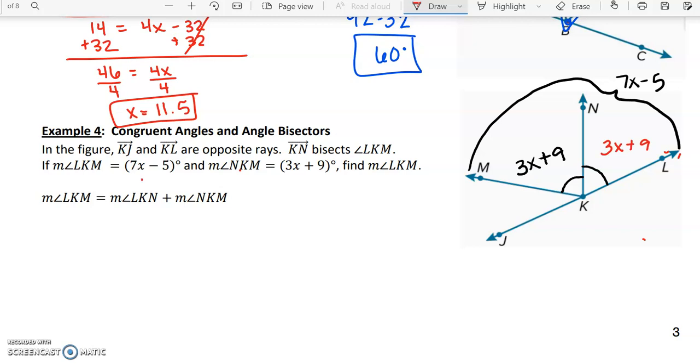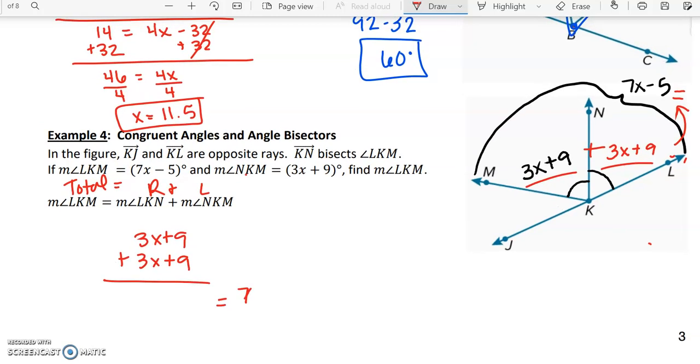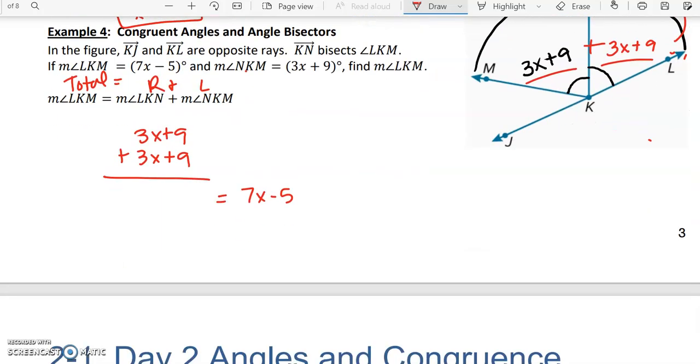And now I can do my left plus right equals my total, which I have all three of those pieces. So I'm going to add my 3x plus 9 and my 3x plus 9, and I'm going to set it equal to the total. So 3x plus 9 plus 3x plus 9, you can do it vertically, you can write it out horizontally, however you want to do it. And that is a 6x plus 18. And then we're going to solve.